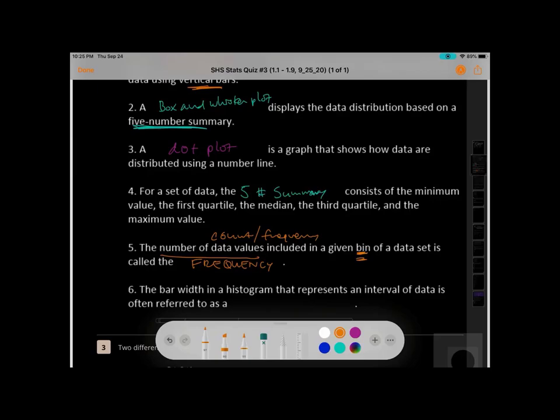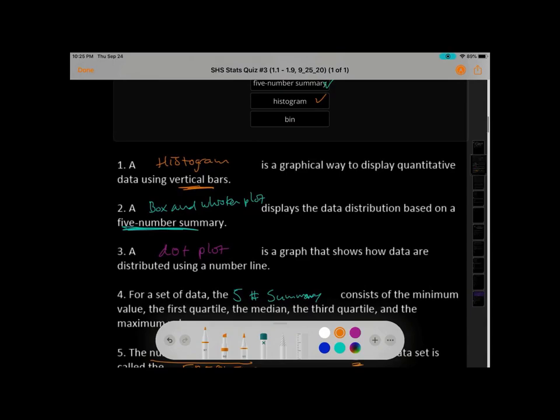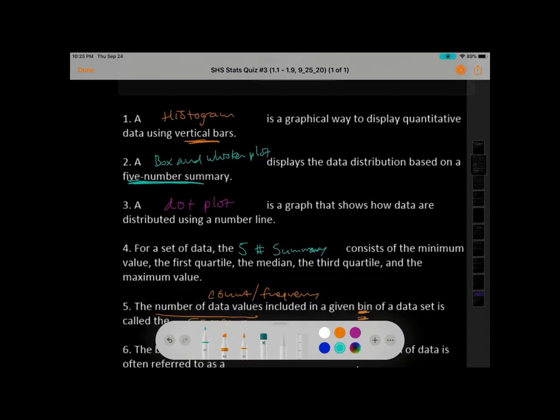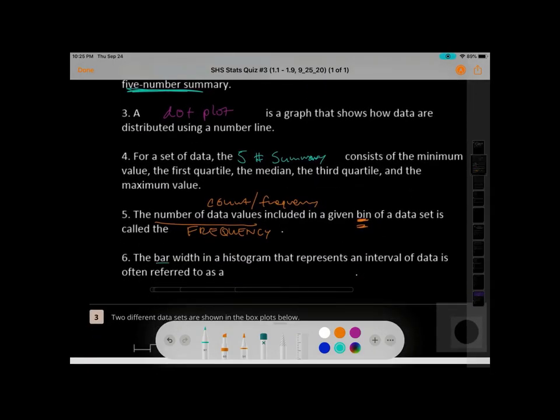I wouldn't say, what's the definition of basketball? It's a game of playing with a basketball. It sounds kind of weird, right? And then the last one, bin. The bar width, right? Remember at the bottom of those histograms, the width represents the interval of data, so that would be a bin is your answer.